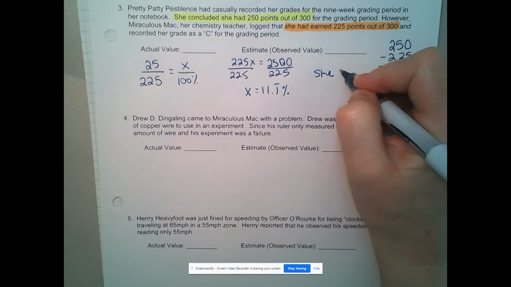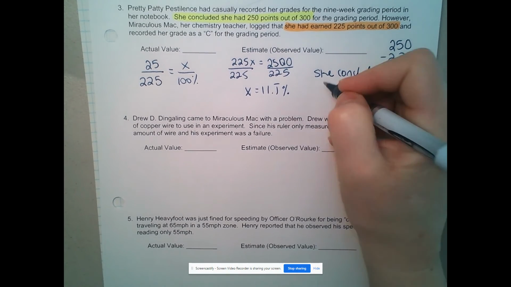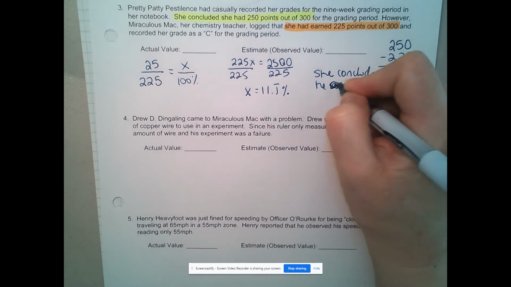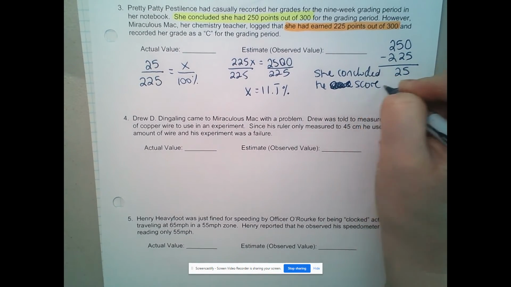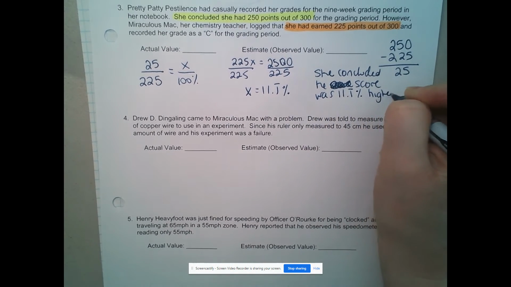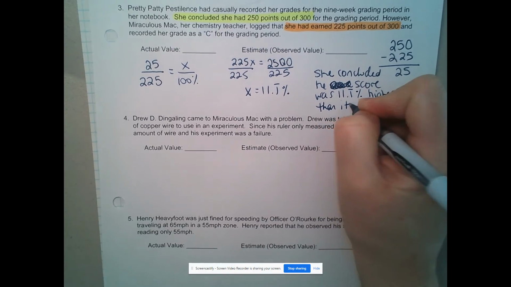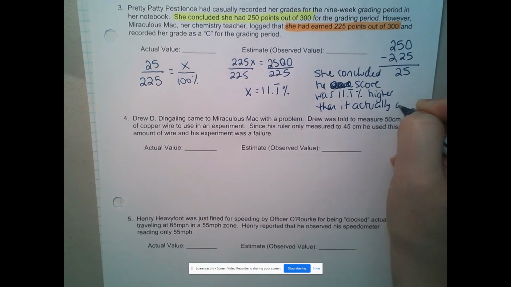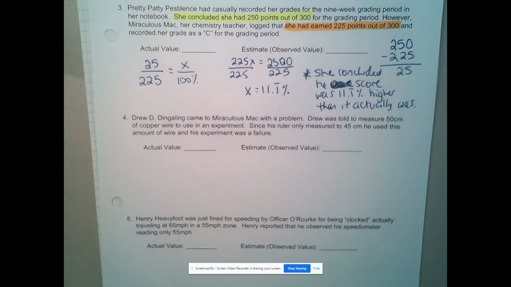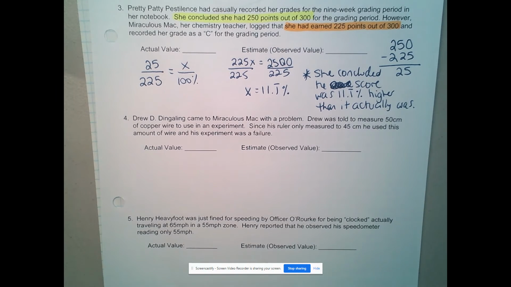So she concluded her score was 11.1 repeating percent higher than it actually was. So a little bit of this comes down to like English class and the idea of like answering a question and having to sort of look at the wording. You can't just be like, she was 11.1% high. Well, what does that mean? She thought she got a score 11.1% higher than it actually was.